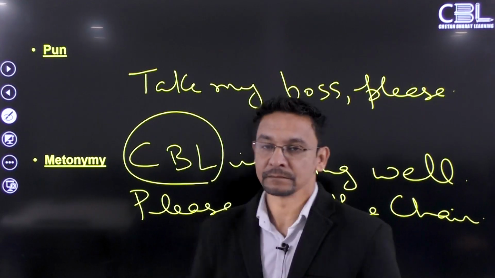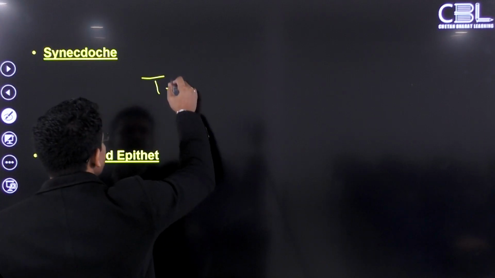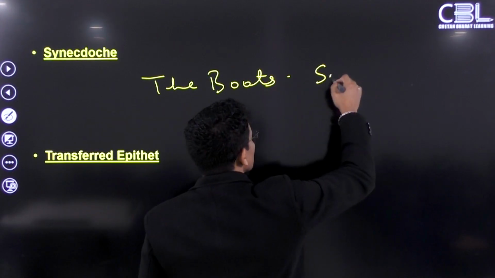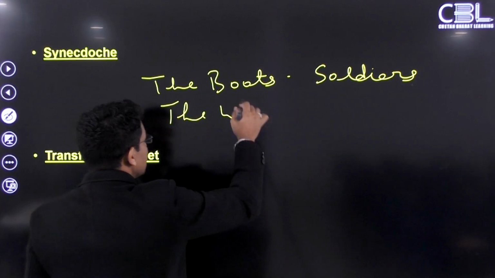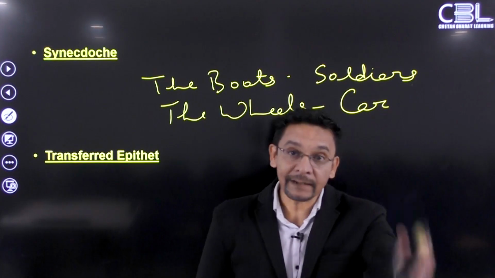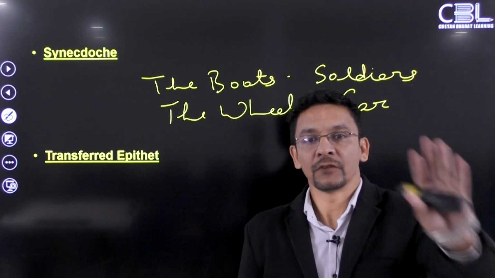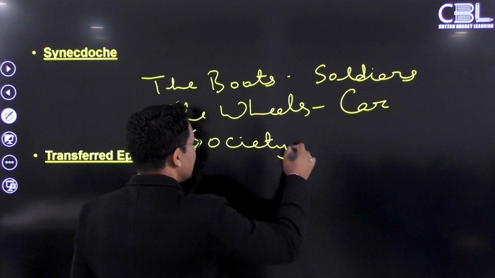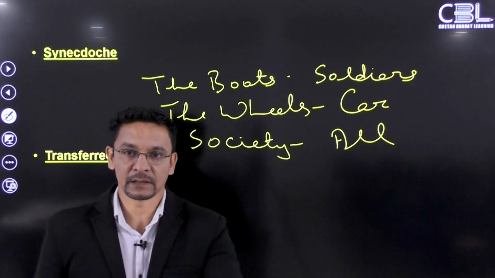That is metonymy. Next one, synecdoche. Synecdoche is, let me say, the boots. This represents soldiers. Or when I say the wheels, this word represents the car or the vehicle. So a part of something denotes the entire thing. Right? Okay? For example, society. This word represents all. So it is an example of synecdoche.